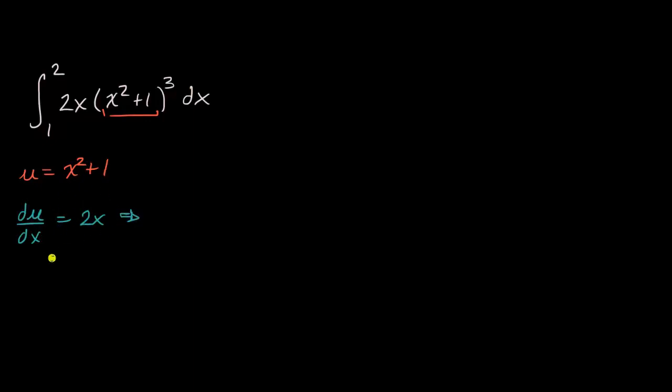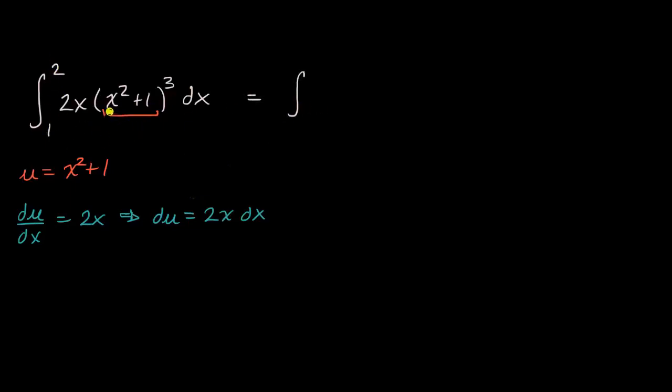I could write that in differential form. A mathematical hand-wavy way of thinking about it is multiplying both sides by dx. And so you get du is equal to 2x dx. And so at least this part of the integral I can rewrite. So let me at least write the integral. We're going to think about the bounds in a second.